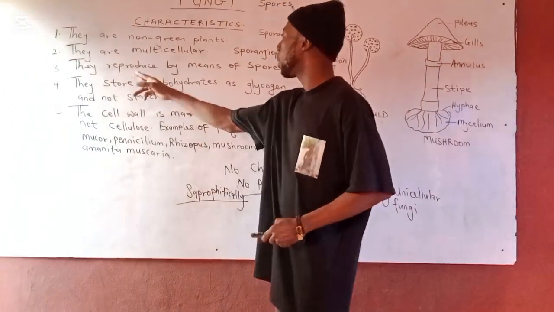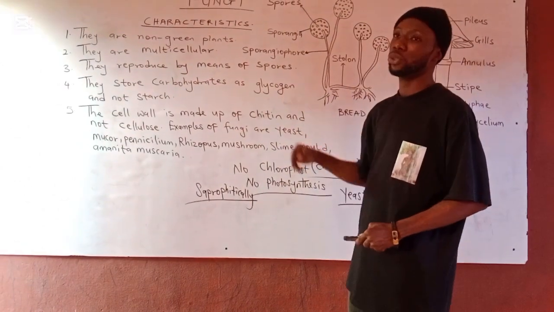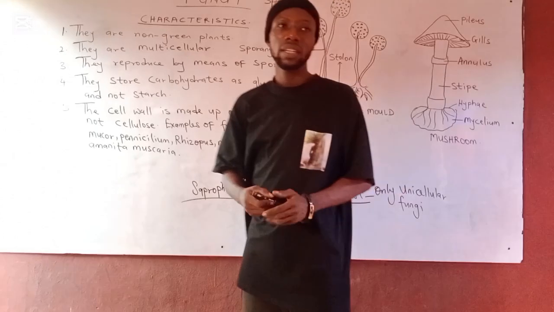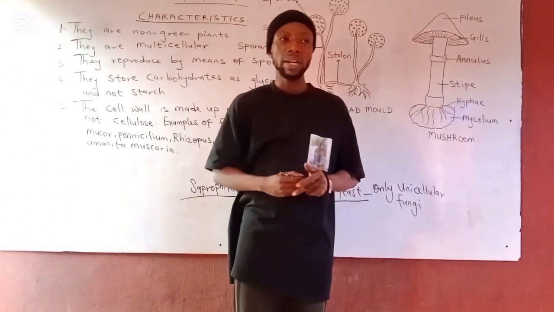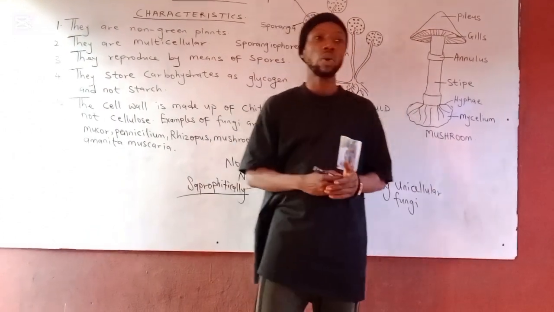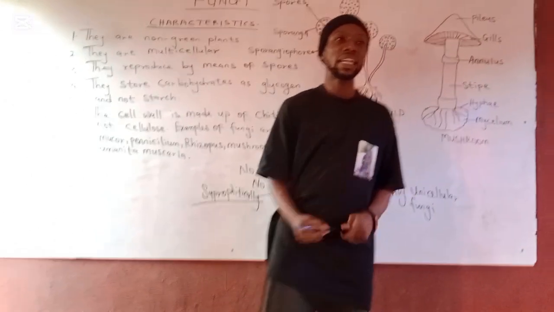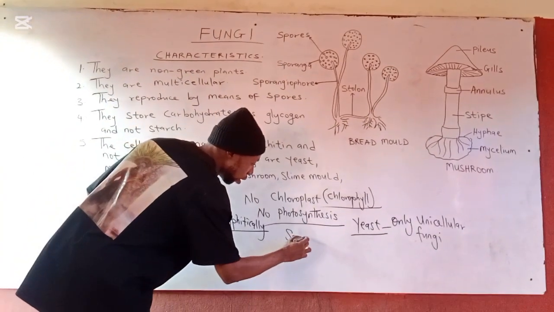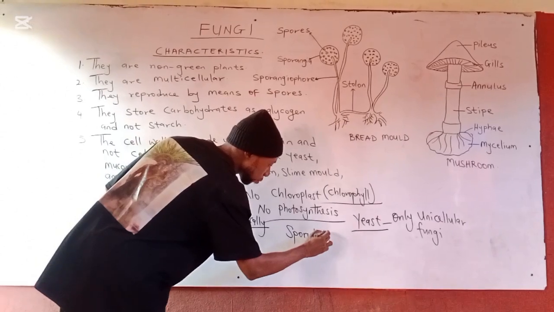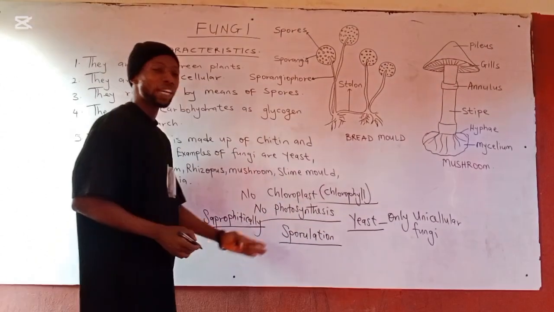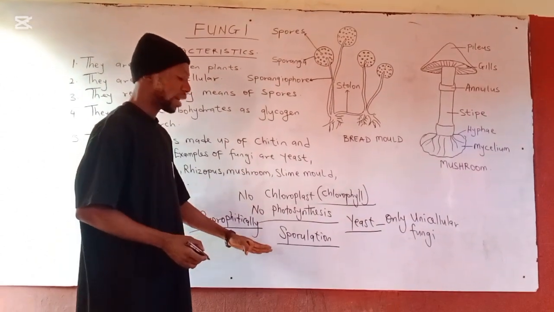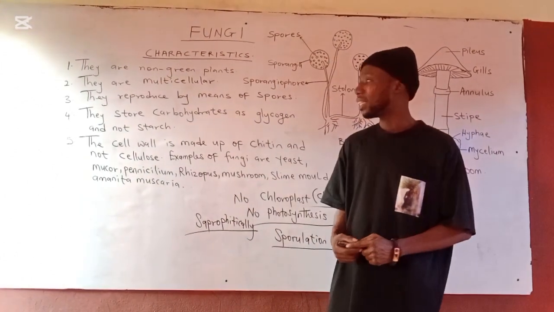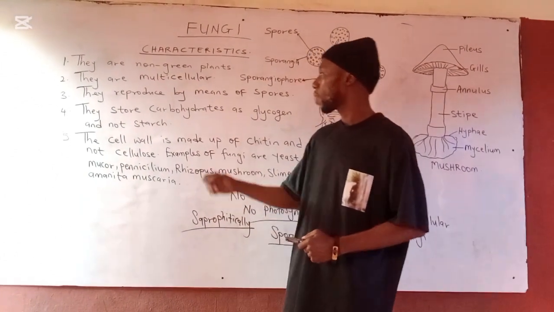Now, they reproduce by means of spores. Fungi have spores. That means the type of reproduction fungi carry out is asexual reproduction, and that is known as spore formation. They reproduce by spore formation, which is known as sporulation. This is a type of reproduction seen in fungi.